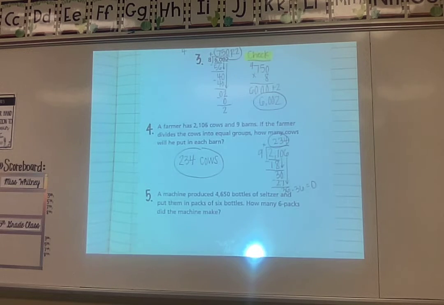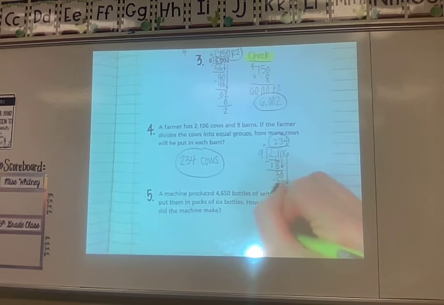All right, number 5. A machine produced 4,650 bottles of seltzer and put them in packs of 6 bottles. How many 6-packs did the machine make? All right, so they're doing 4,650 bottles, and we're dividing it by 6 because that's how they're going to group them up. 6 will not fit into 4, so we're looking at the 46. How many 6s will fit in 46? That would be 7. 6 times 7 is 42.